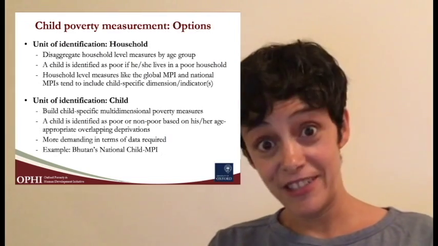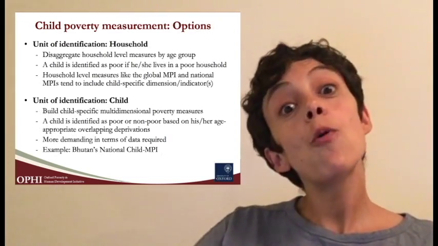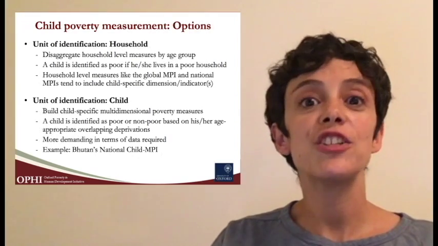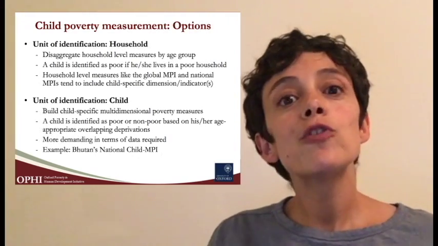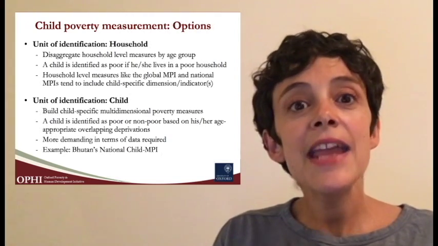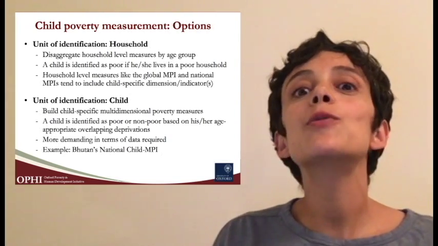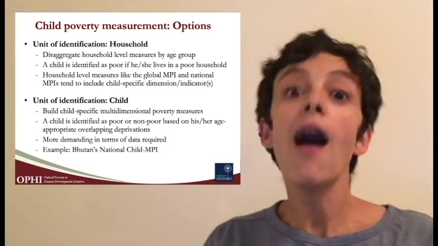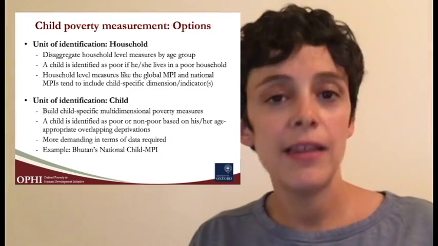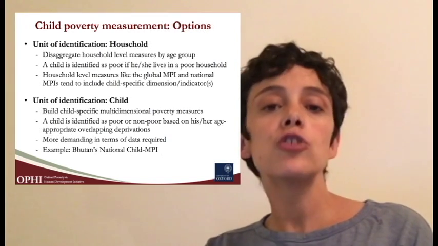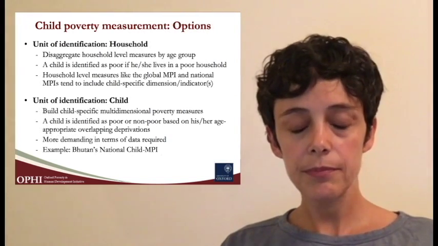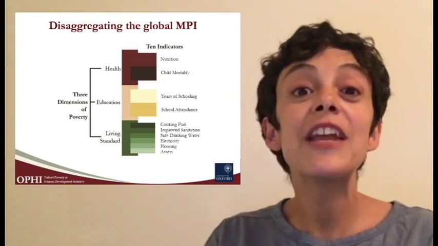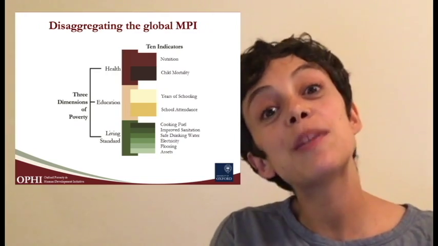However, it's also more challenging because as children grow old, the deprivations that are relevant for their development might also change. Thus, it is difficult to construct a measure that uses age-specific indicators appropriate to compare child poverty status across different age cohorts. However, Bhutan has already done such a measure. They built a national child MPI. The findings I'm sharing here today, however, are based on the first approach.